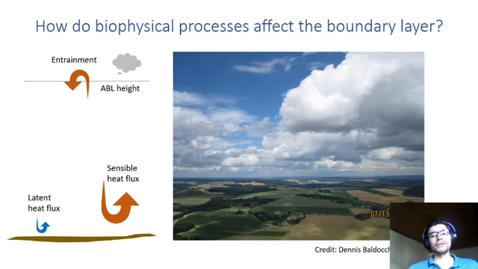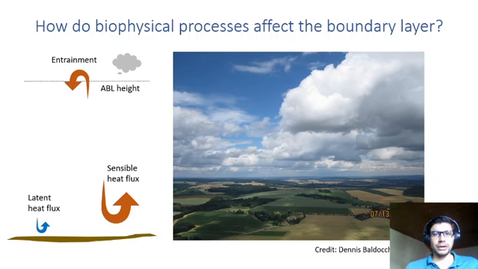So how do biophysical processes affect the boundary layer, in particular the land cover dynamics? Well, I like this picture because it not only shows the height of the boundary layer characterized by shallow cumulus clouds above it, but also because it shows the mosaic of different land covers underneath. It makes me think of the role that all these land covers play.